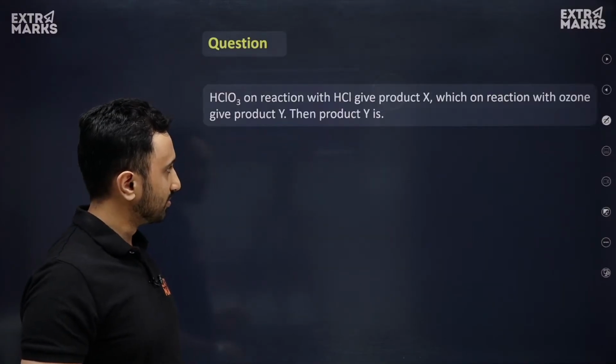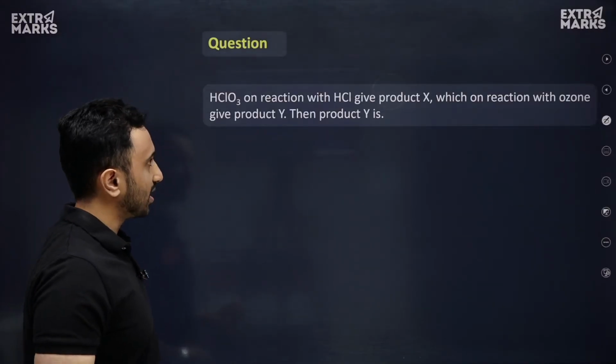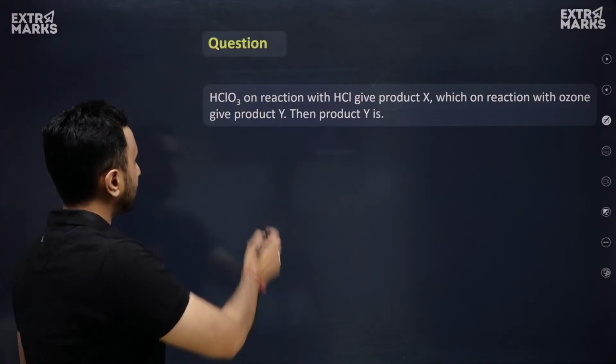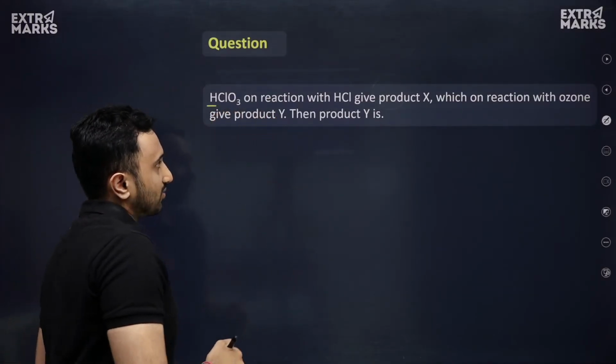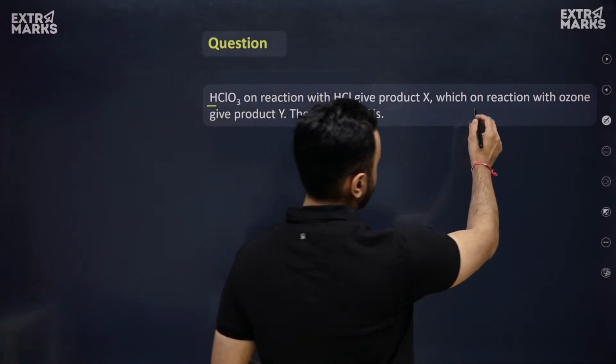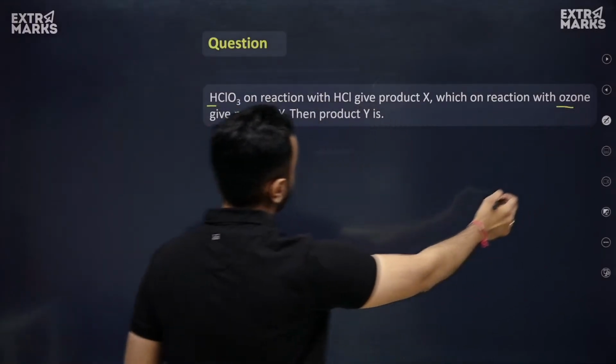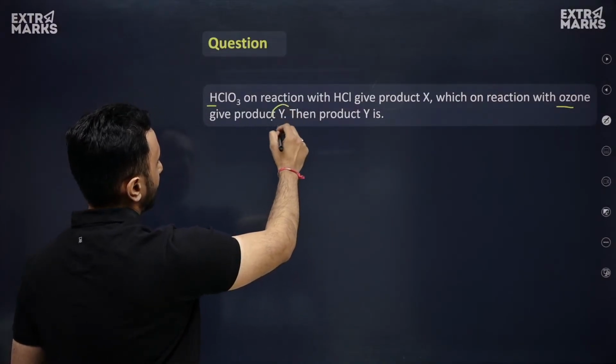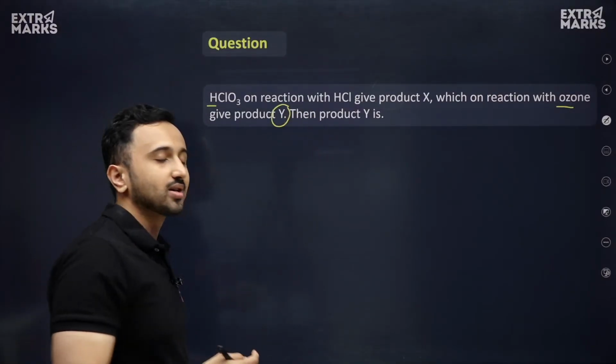Now let's move forward. Okay, so here we have one more reaction. HClO3 on reaction with HCl gives product X, which on reaction with ozone gives product Y. Then you have to find what Y is.